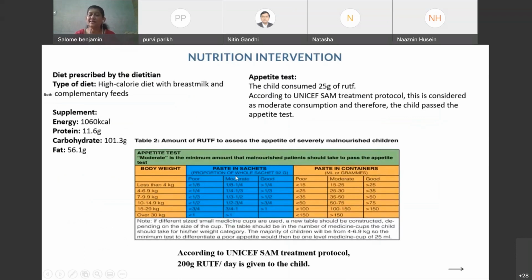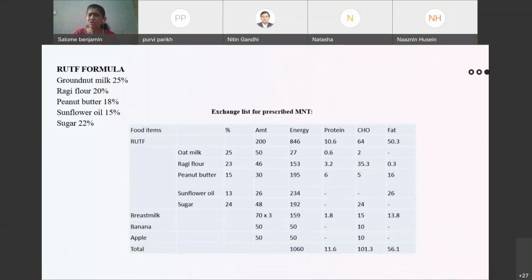Okay, so 200 gram came for this child to be given per day. We don't know whether it will be taken or not, but that is the calculation. So you can start giving that. I would personally give ORS rehydration, then start F75, F100, and then incorporate RUTF, and then incorporate anything else like ragi or oat milk, because I'm not sure whether it is going to be tolerated.